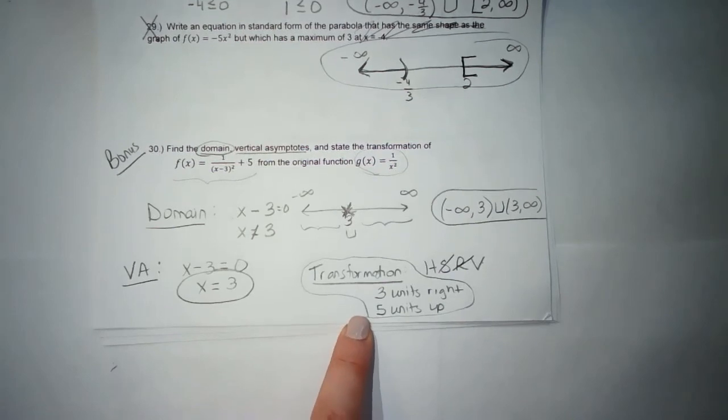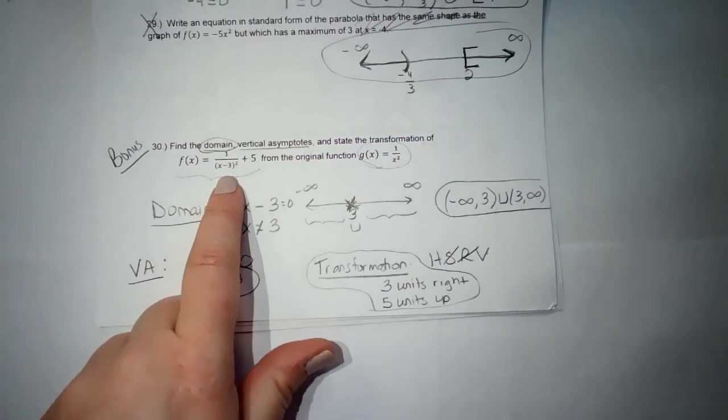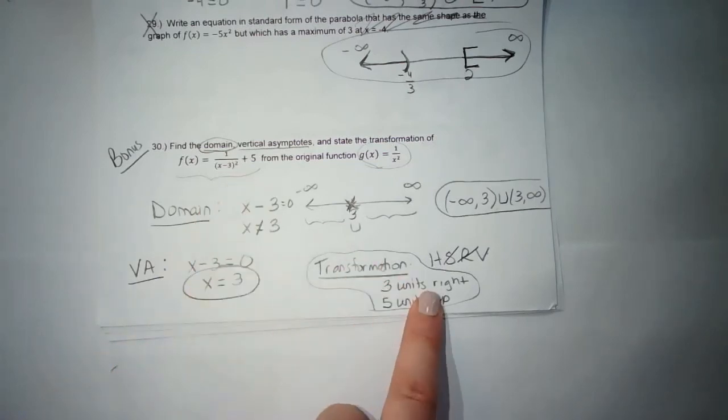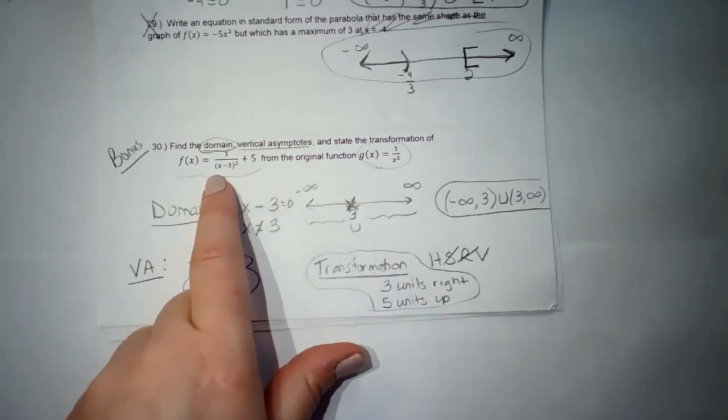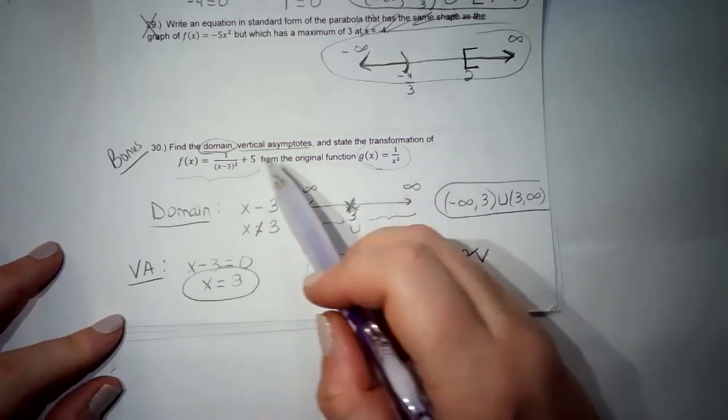And then your transformation is just going to be, we went 3 units right, because that's why it's the -3, and we went 5 units up. That's the +5. So we just did a transformation there.